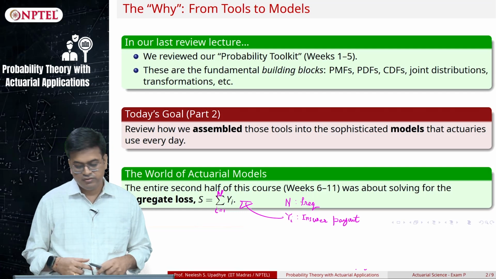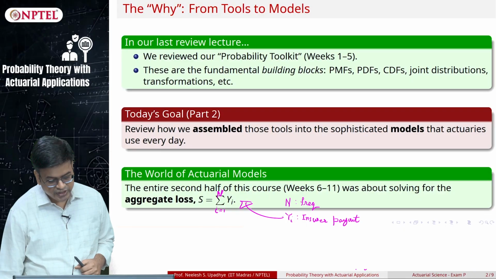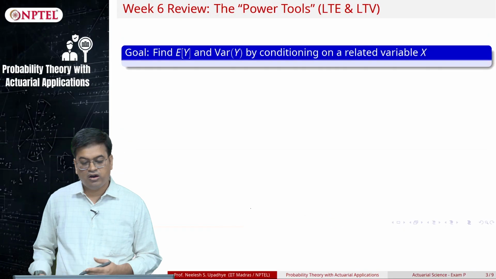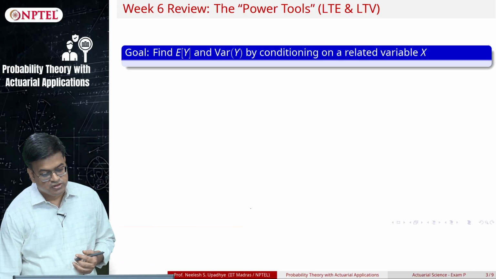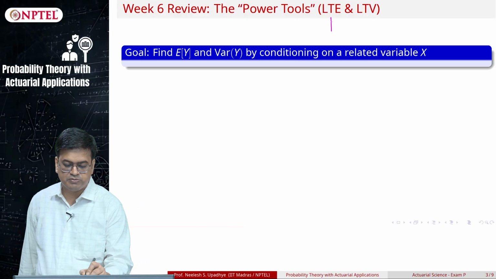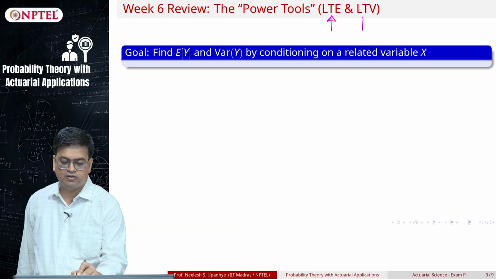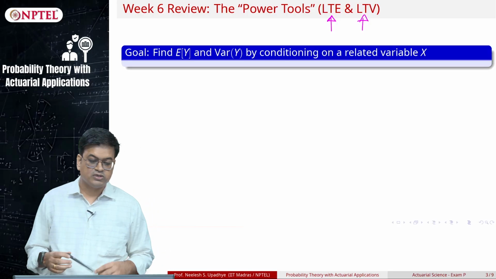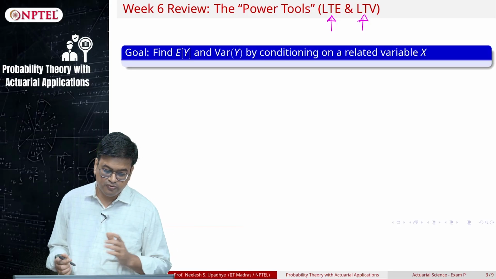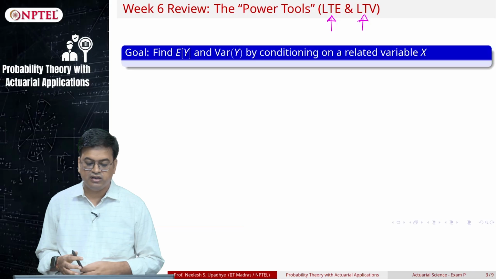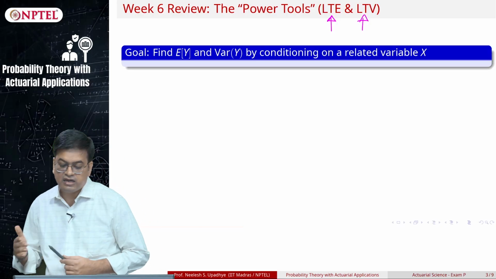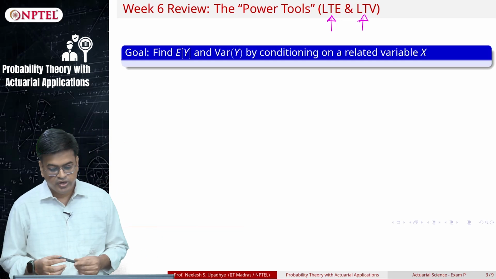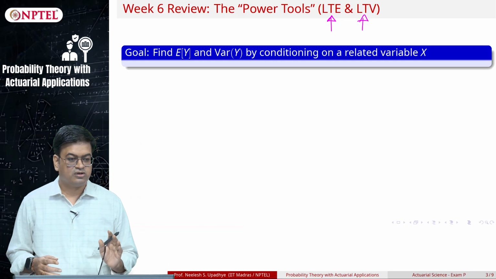Coming back to our review, in week 6 we started with these power tools. This one is the law of total expectation and this one is the law of total variance. What was our goal? Our goal was to find the expected value of Y and the variance of Y by conditioning on another related random variable X. Therefore we introduced something called the Tower property.